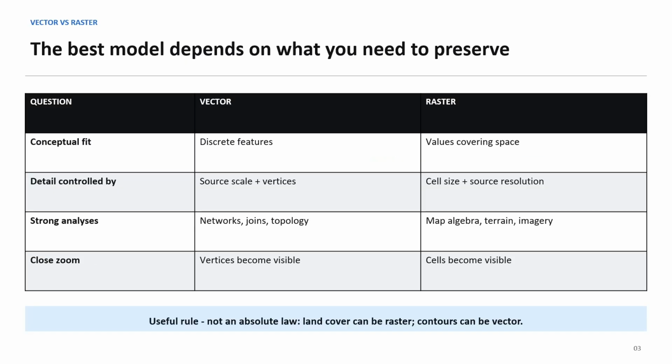A useful rule is that vector suits discrete entities and raster suits values that cover an area. But this is not absolute. Land cover is categorical yet is commonly stored as a raster, while elevation contours are vectors representing a continuous surface. Detail in vector data depends on source scale and vertices. Raster detail depends heavily on cell size and source resolution.